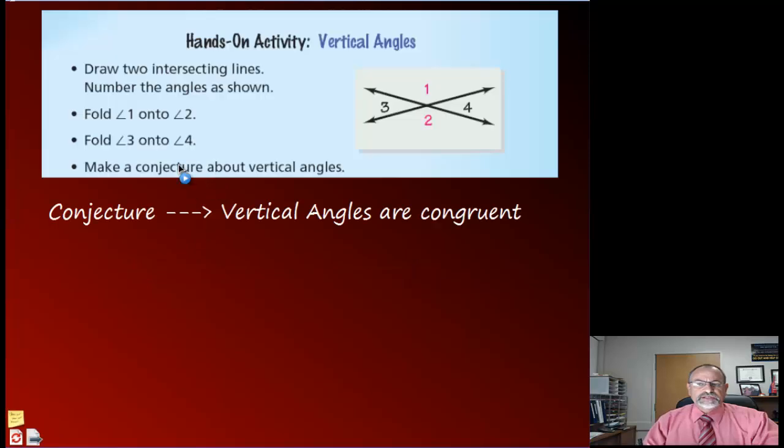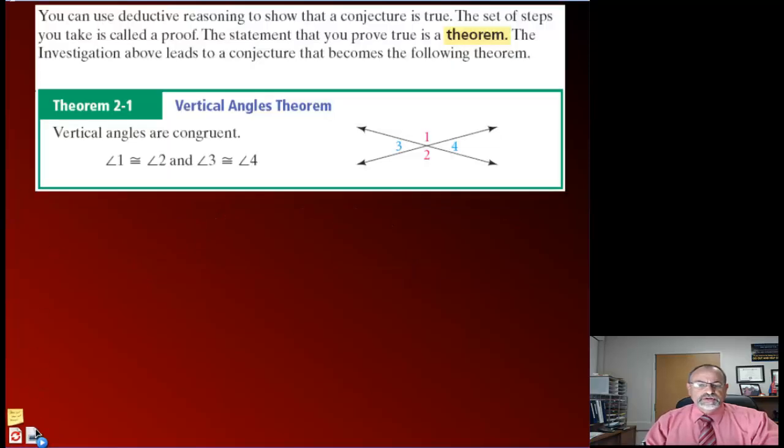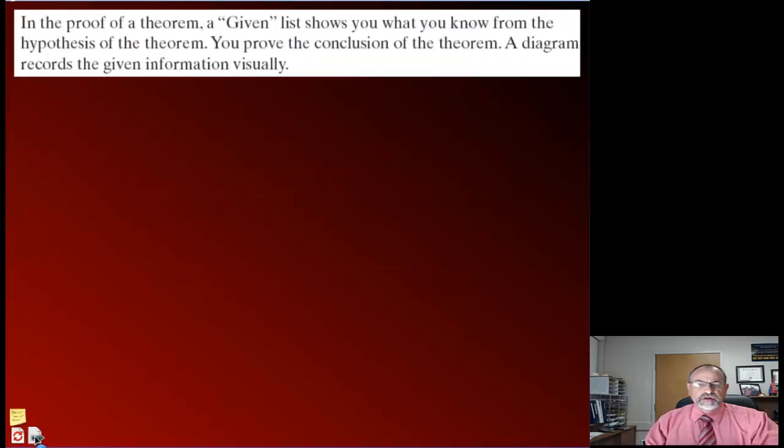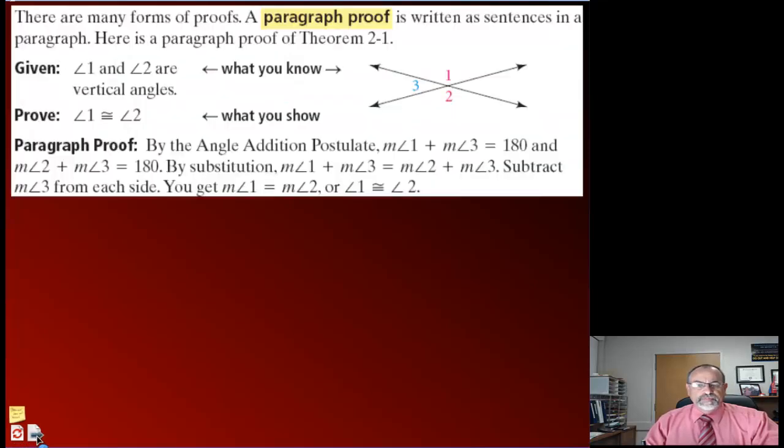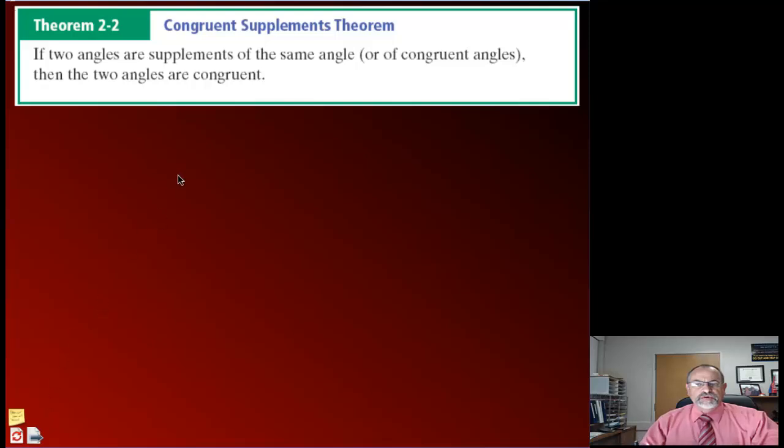In the last lesson we looked at vertical angles and we talked about proofs, and we proved that vertical angles are equal. We're going to look at a few more theorems, and I will explain why they're true, but we won't go through the proofs on these.